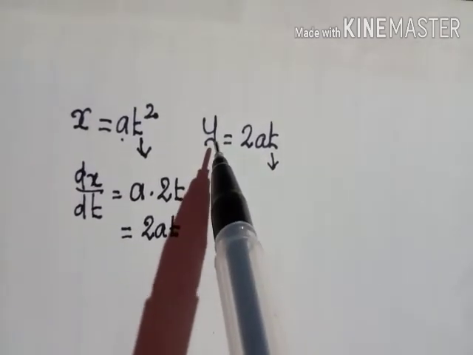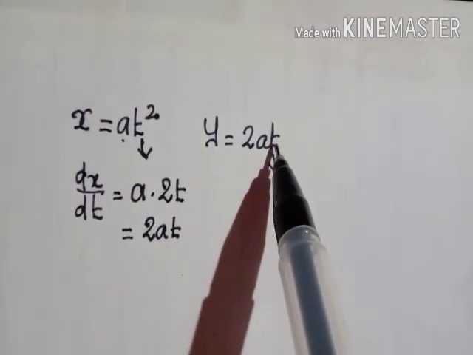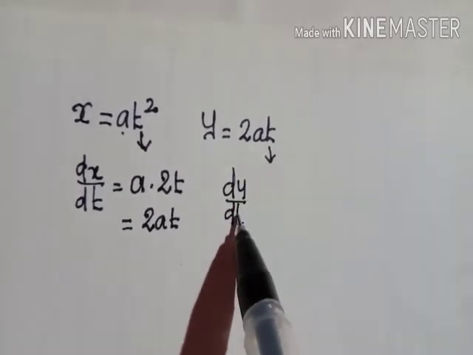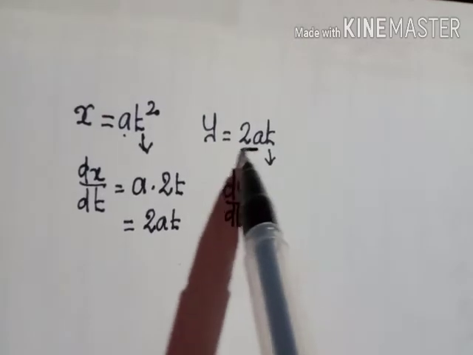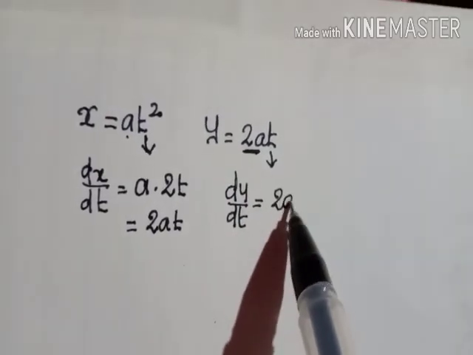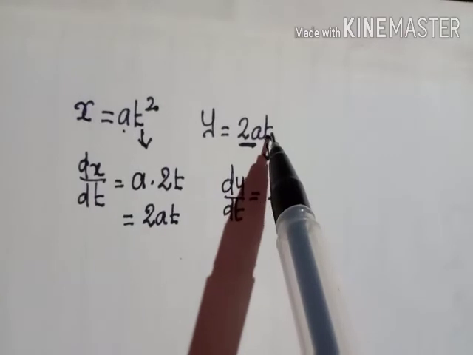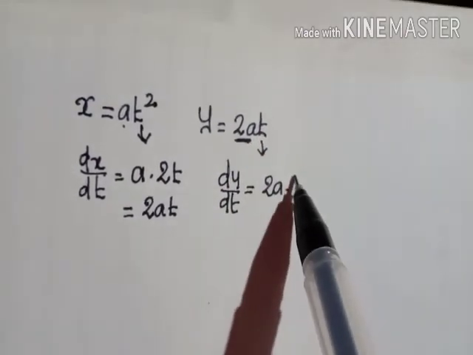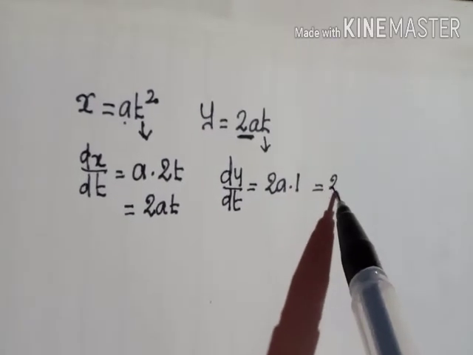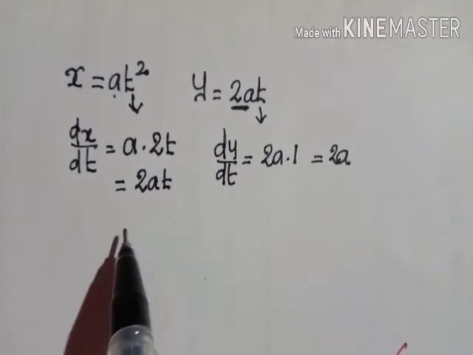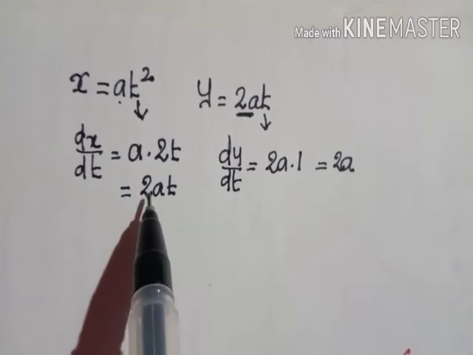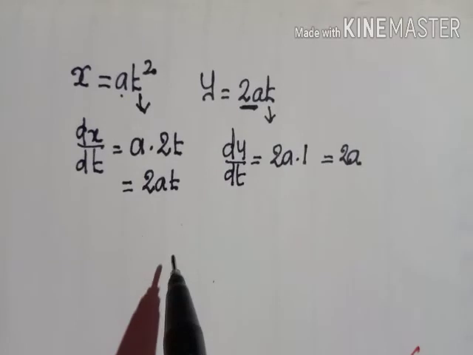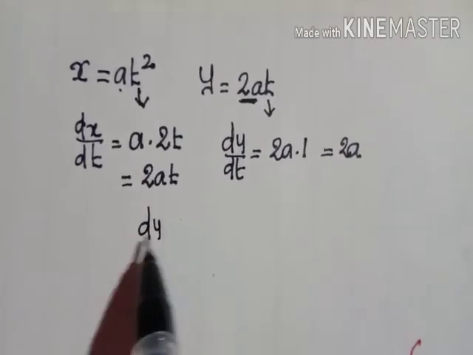Similarly, differentiating y with respect to the variable t, that is dy by dt. Here 2a is constant. So 2a into the derivative of t with respect to t, and the derivative of t is 1. So 2a into 1 is 2a. So dx by dt is 2at and dy by dt is 2a. Now find dy by dx.